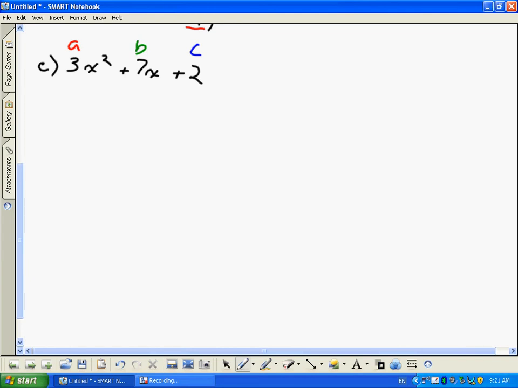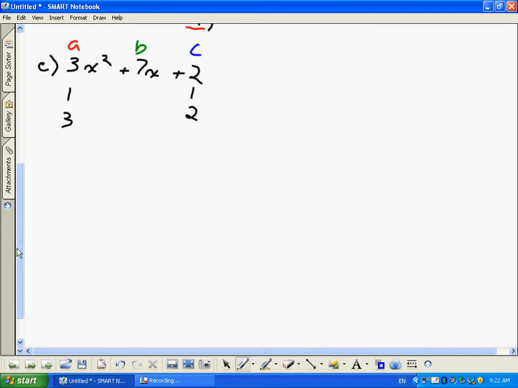First thing we're going to do is find all the factors of a and the factors of c. So factors of a, straightforward. They're only 1 and 3. And factors of c, same idea. There's only one pair. This works out really nice.